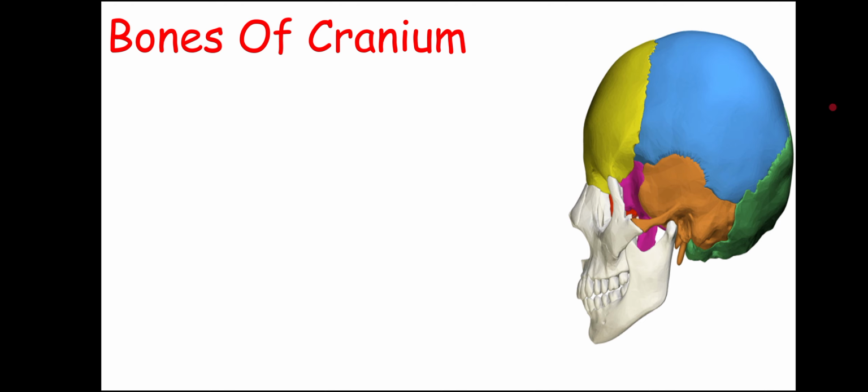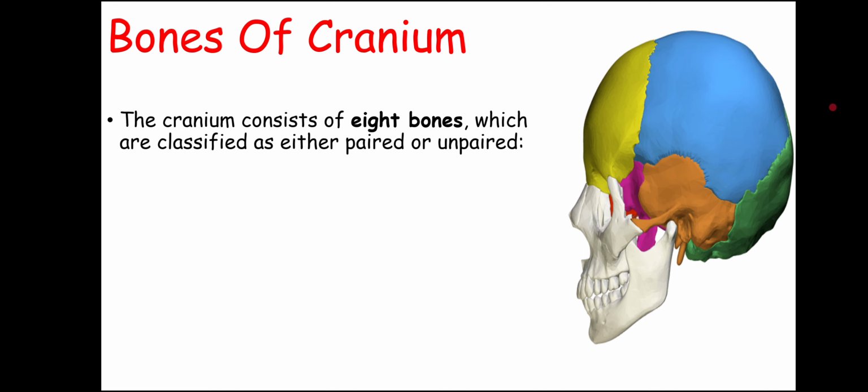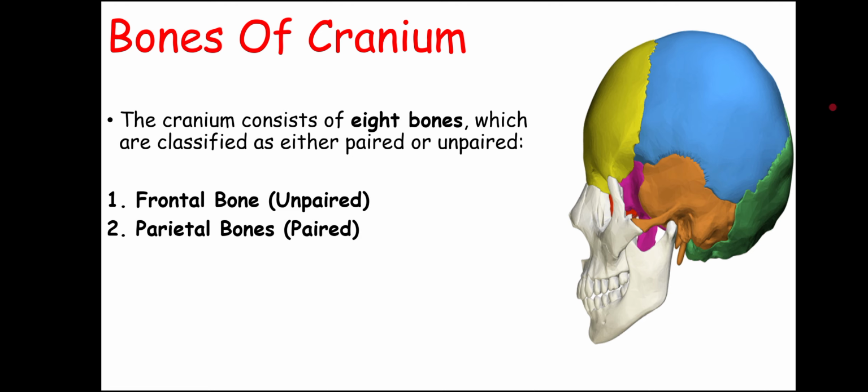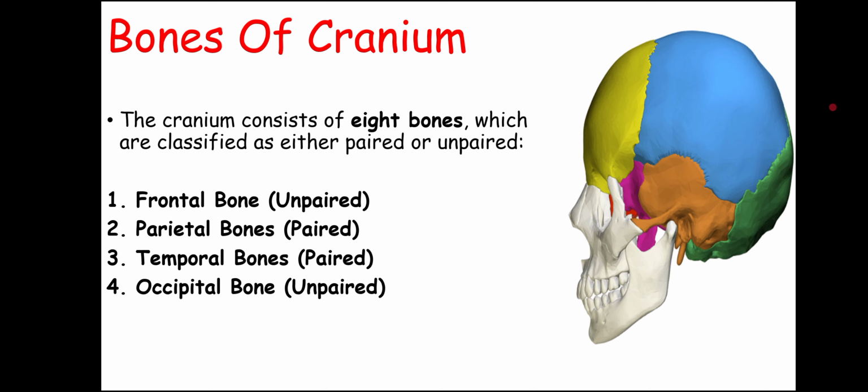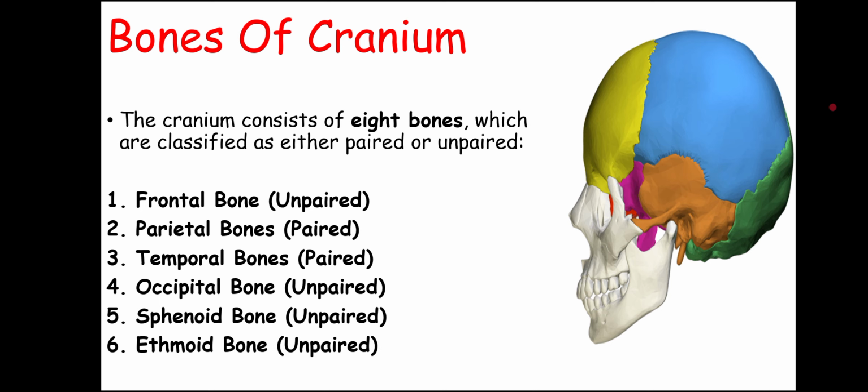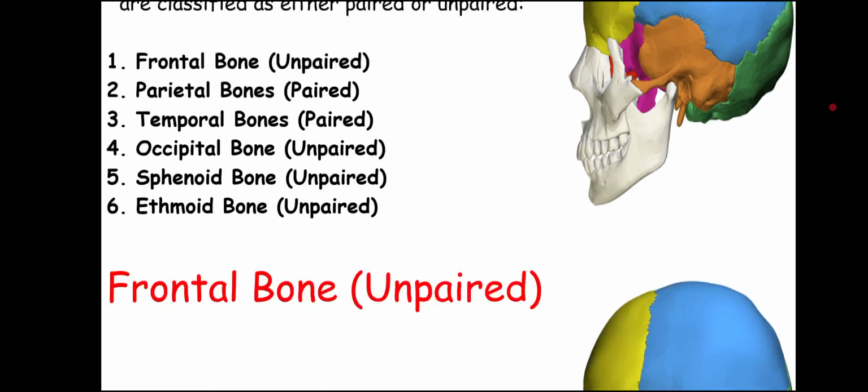So, starting our topic, bones of the neurocranium. The neurocranium consists of 8 bones which are classified as either paired or unpaired. The first is the frontal bone, that is an unpaired bone. The second is the parietal bone, that is a paired bone. The third is the temporal bone, that is also a paired bone, and the fourth is the occipital bone, that is an unpaired bone, and the fifth is the sphenoid bone, that is an unpaired bone, and the sixth is the ethmoid bone, that is also unpaired.